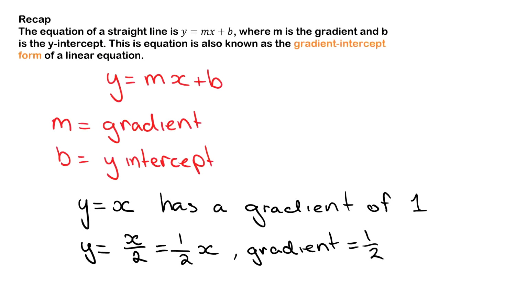To recap this video, remember the equation of a straight line can be represented as y equals mx plus b, where m is the gradient and b is the y-intercept. Remember, if you have y equals x, this has a gradient of 1. Just because the 1 isn't there doesn't mean it's not there. If you have y equals x over 2, you can split the 1 over 2 out the front, so it's 1 over 2x, and this has a gradient of 1 over 2.